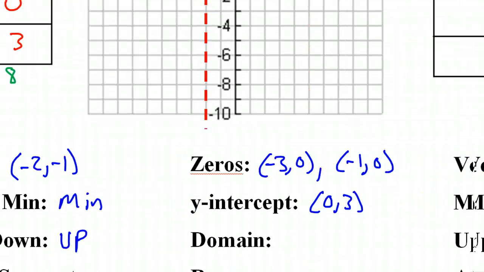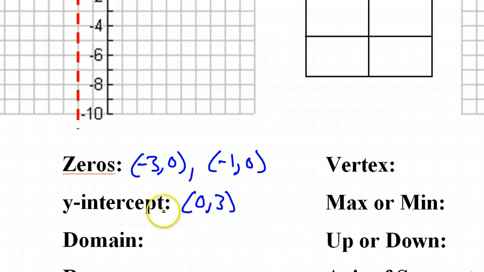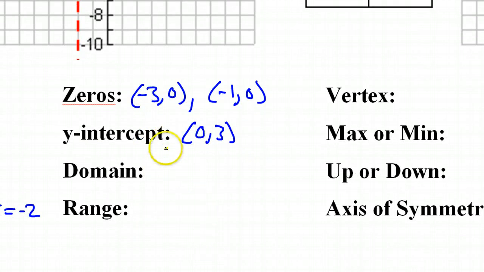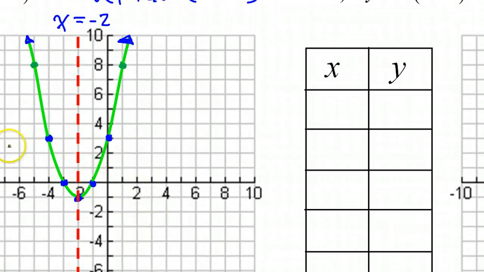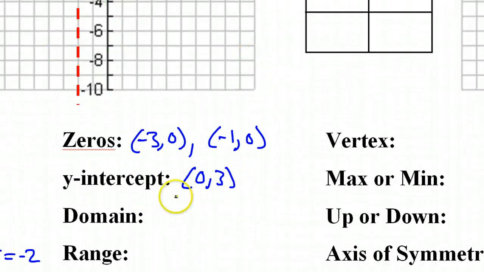Now the domain. The domain represents the x values of a graph. So because of that, you ask yourself, how far left and right does the graph go? Parabolas such as these always have the same domain because they all go left forever and they go right forever. So we will write -infinity to +infinity.